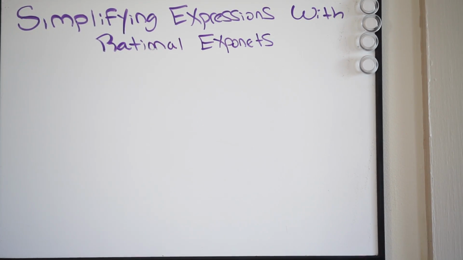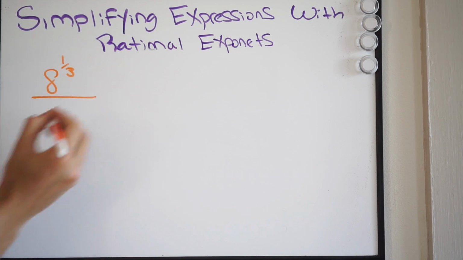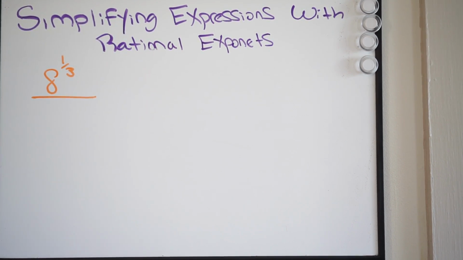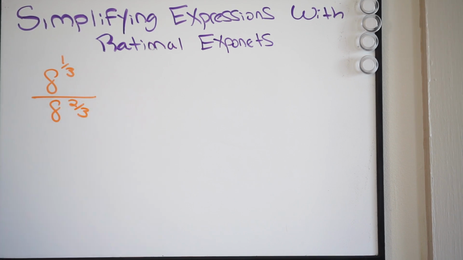So we have the following: 8 to the 1/3 power, all over 8 to the 2/3 power. Again, we are dealing with the same base, a base of 8. But the only difference now is we are dividing, not multiplying. So recall your properties of exponents: when we divide, we subtract the exponents. It's the opposite of multiplication. When we multiply, we add. When we divide, we subtract.